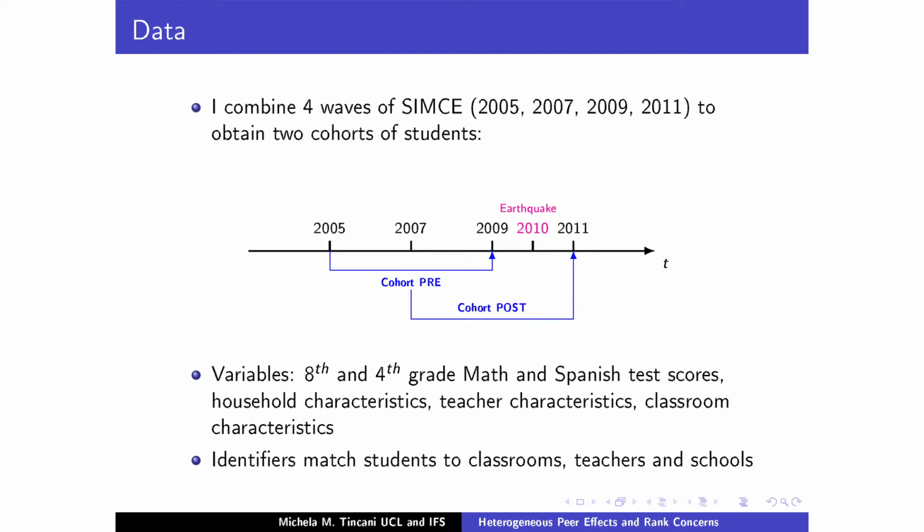I see household characteristics, I see teacher characteristics, I see classroom characteristics. A very desirable feature of my data set is that I have identifiers that match students to classrooms, therefore to their classmates, to teachers and to schools. So this is what makes this data set ideal for the study of peer effects down to the classroom level.